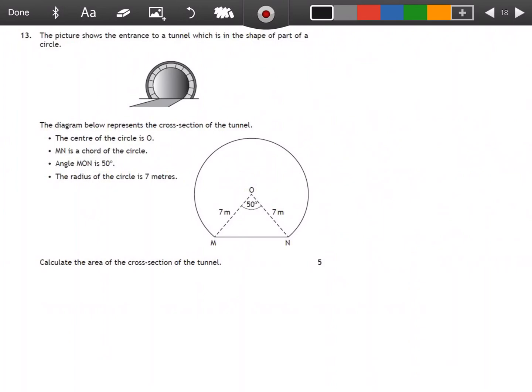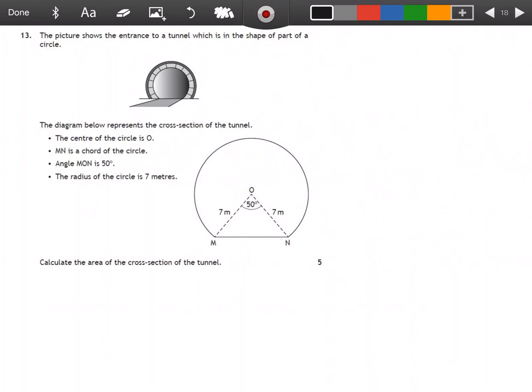We've got the chord, we've got an angle of 50, the radius is 7. All the information there is marked on the diagram. Calculate the area of this cross section. We're looking to find the area of this whole shape. The whole shape. The bit that looks like the sector of a circle, but it also has a triangle as well. This is a 5 mark, I think it's the last question in the paper.